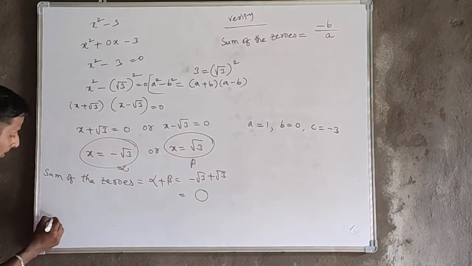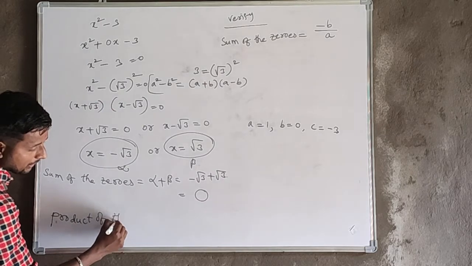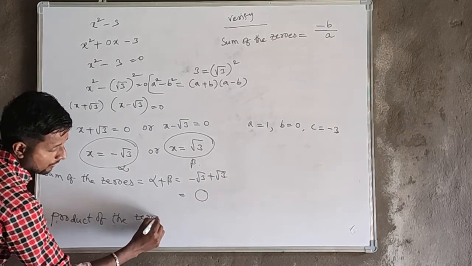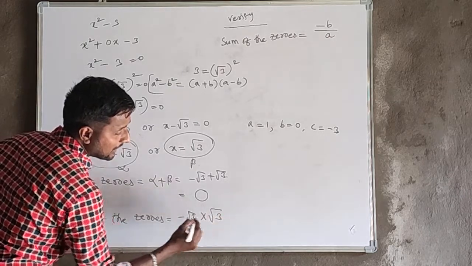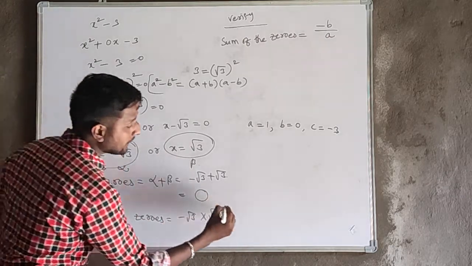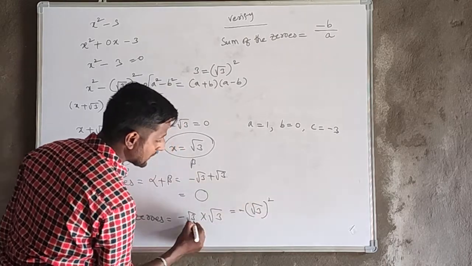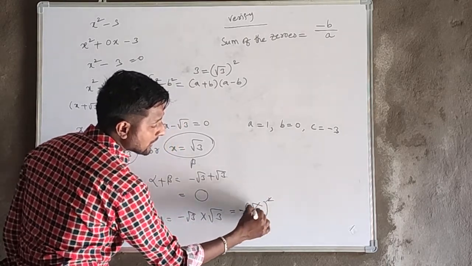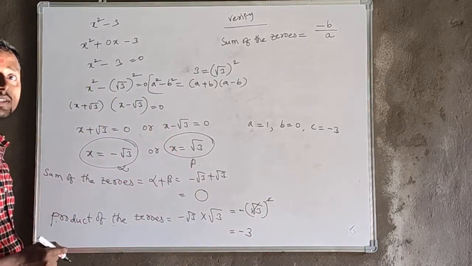Next, product of the zeros, that is minus root 3 into root 3. We are multiplying, so we'll write a negative sign as it is. We can write minus root 3 whole square because it is the same number. Am I right? Again square and square root get cancelled. Answer minus 3. The product of the zeros, answer minus 3.